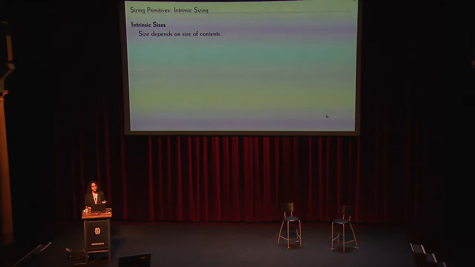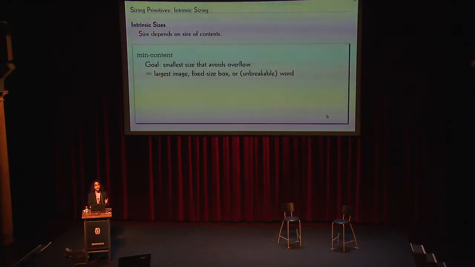Then we have intrinsic sizes. There's two different kinds of intrinsic sizes that are used commonly in CSS. For images, they're both identical, but for text content and other laid out content, we have a min content size and we have a max content size. The goal of the min content size is roughly what is the smallest I can get before I start to overflow. So the largest image, the largest fixed size box that is a child of mine, or the largest unbreakable word. If you shrink down a table, at some point it stops shrinking. That's the min content size of that table.